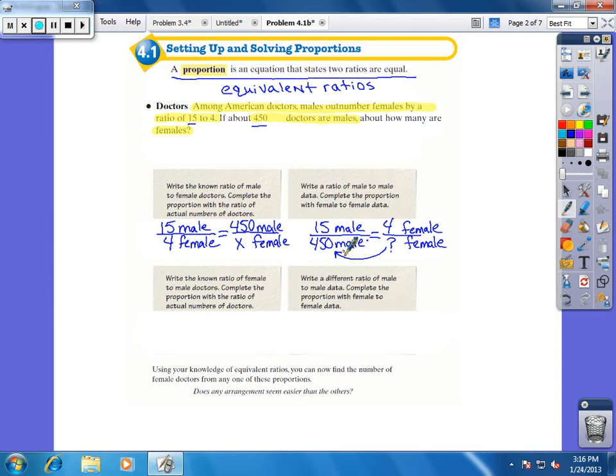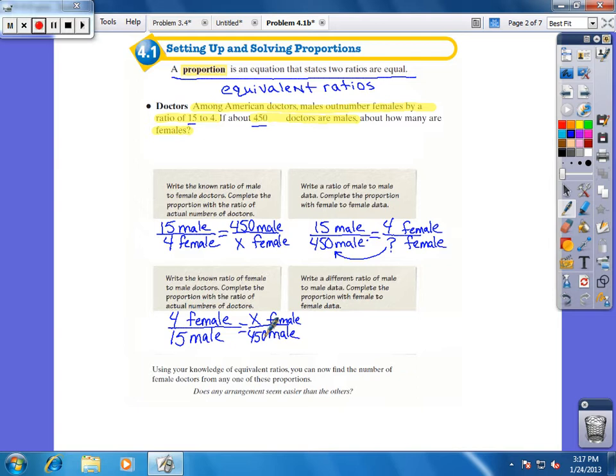Yet another way to write this proportion is comparing the female to male. So instead of writing down the male on the top, we're going to write down the female on the top. This is why it's very important to make sure you're writing down your labels, because now it's not going to be 15 on the top. The 15 has to be by the male doctors and the 4 by the female doctors. So of course on the other side of the proportion we've got to match the labels up also. Female on the top, male on the bottom. The female is our unknown, and the male is the 450 that we were given.